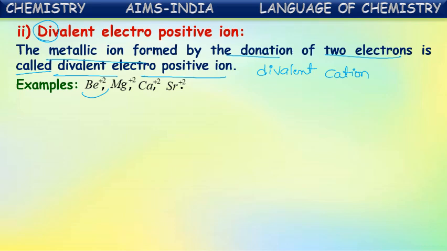See beryllium Be, it has a positive charge +2, so it is divalent. Magnesium +2, it is also called divalent. Calcium +2, strontium +2, all have a +2 charge, meaning the donation of 2 electrons has taken place on these metals. These are called divalent electropositive ions.